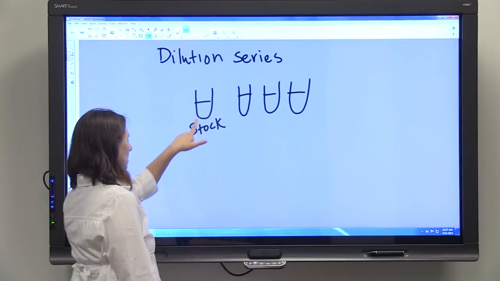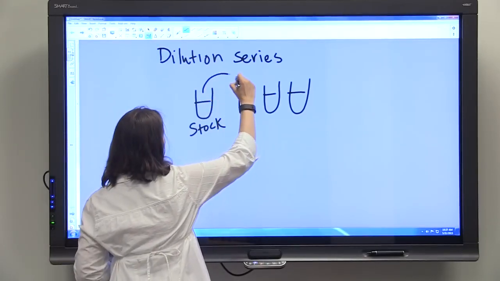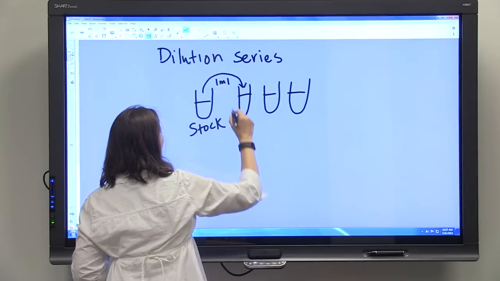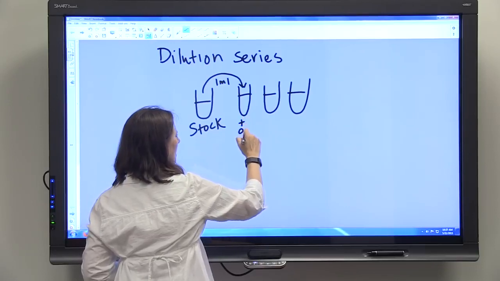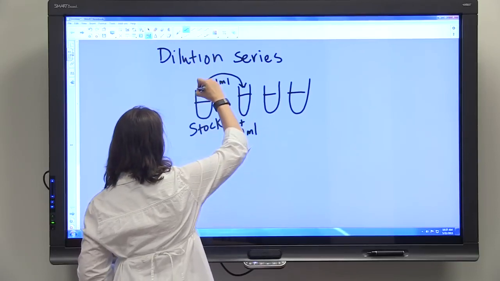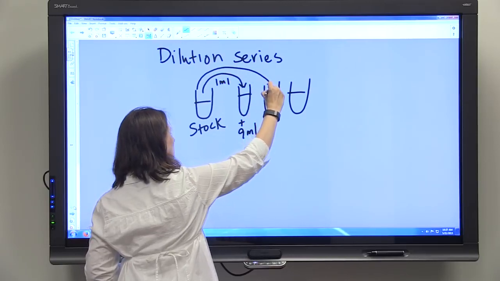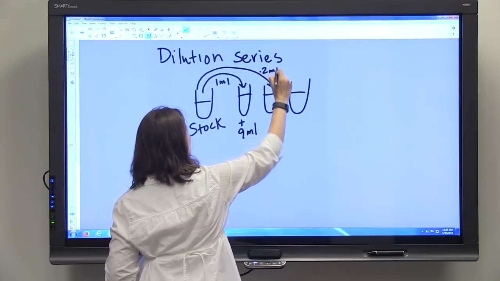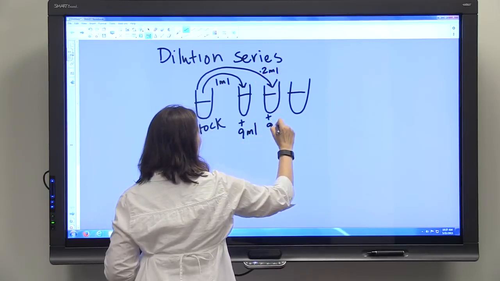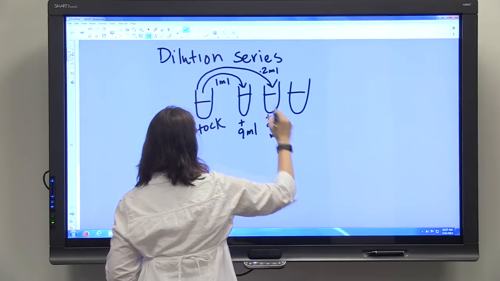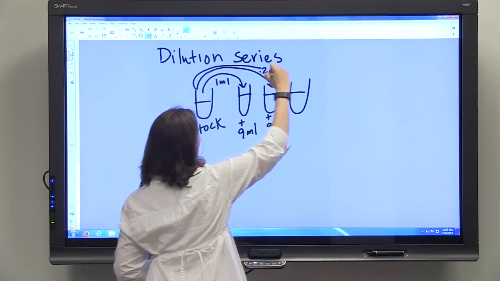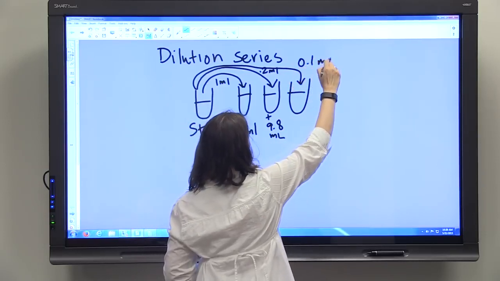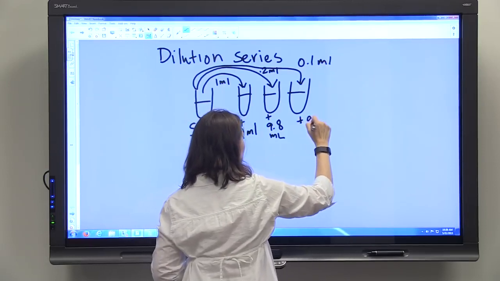In a dilution series, you're given stock and you're going to add 1 mL to this first test tube and 9 mLs of your diluent. You're going to use the stock again for the second test tube, but there you're just going to put 0.2 mLs and 9.8 mLs of diluent. And into your third test tube, 0.1 mLs and 9.9 mLs of diluent.